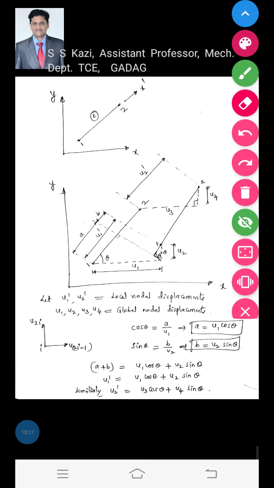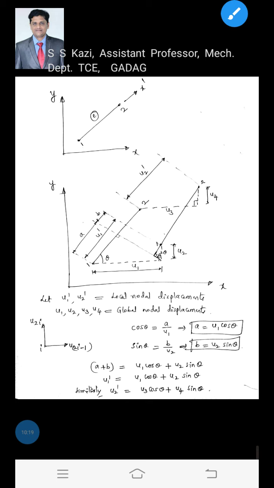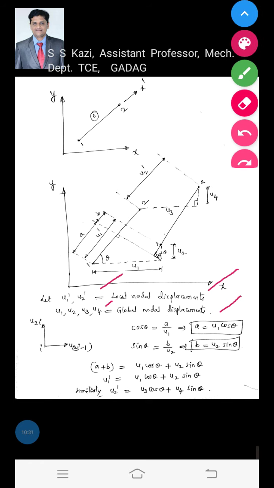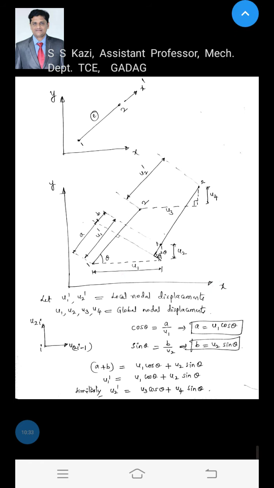Here I wrote u1 dash and u2 dash as the local nodal displacements, and u1, u2, u3, u4 as the global nodal displacements. Now we will deduce the relationship between local and global nodal displacements, because the local displacements we already know. If we deduce the relation between local and global nodal displacements, that will help us derive the stiffness matrix for a truss element.